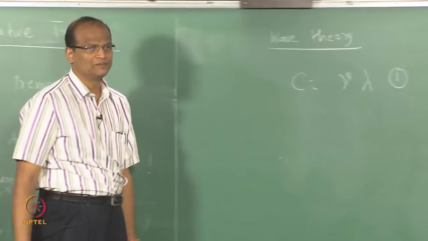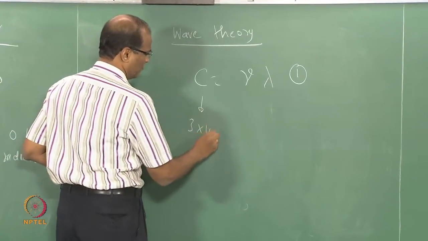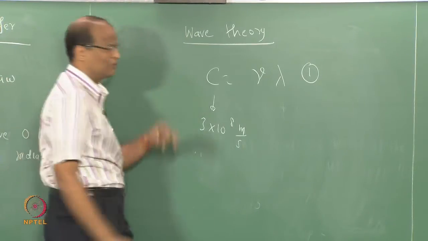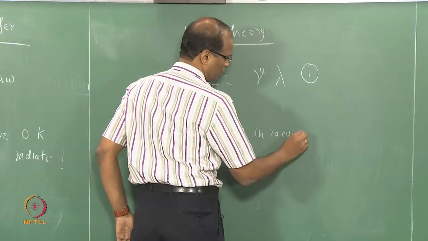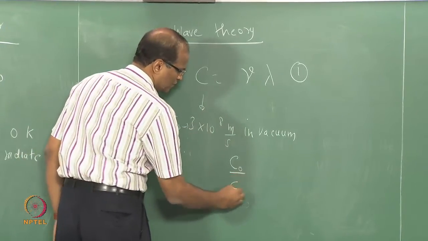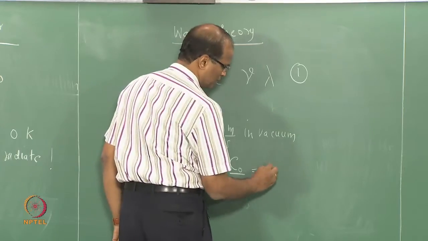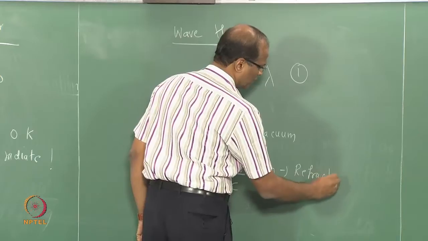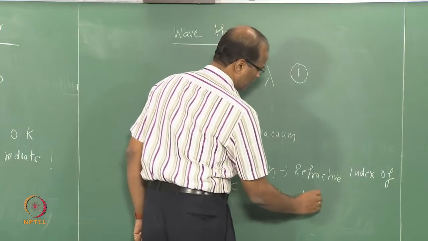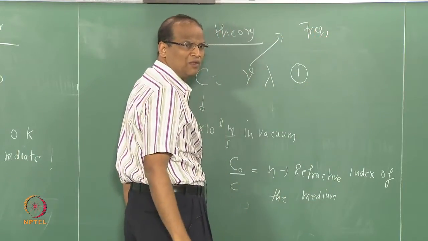C equal to nu lambda. C is the velocity, nu is the frequency, lambda is the wavelength. 3 times 10 to the power of 8 meters per second in vacuum. That is called C naught. C naught by C is the refractive index. Very good. So, this is frequency, 1 by second, is that okay?